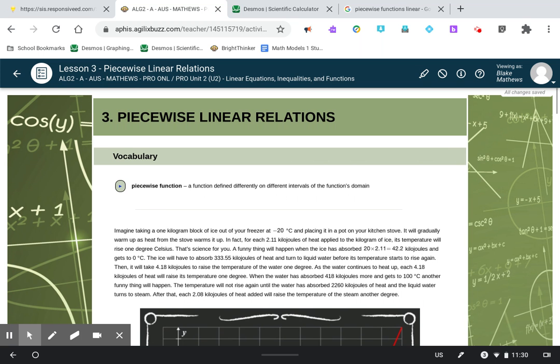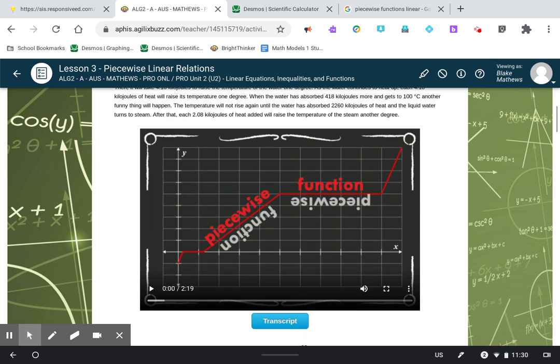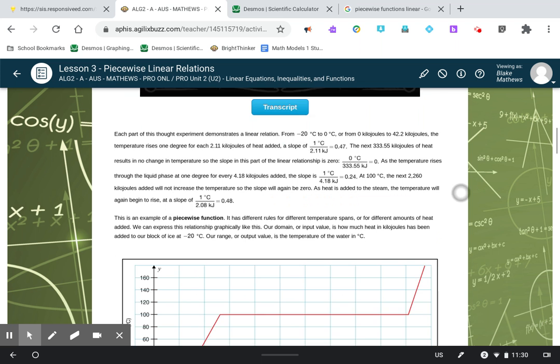All right, this is the Algebra 2, Unit 2, Lesson 3 video. This will be a short one. This lesson is just a very, very brief overview of what we call piecewise linear relations. A piecewise function is a function that has basically a different equation for different parts or sections of the graph. And this little video explains a little bit about that.